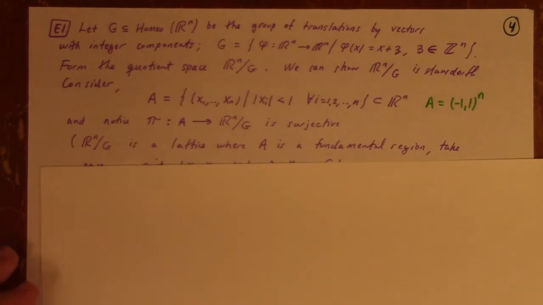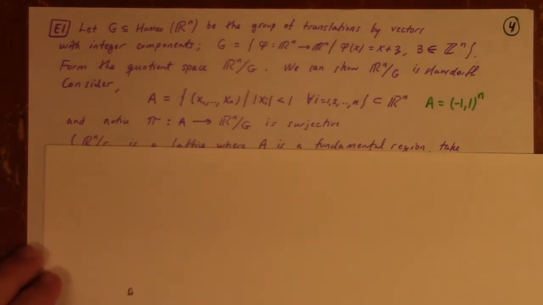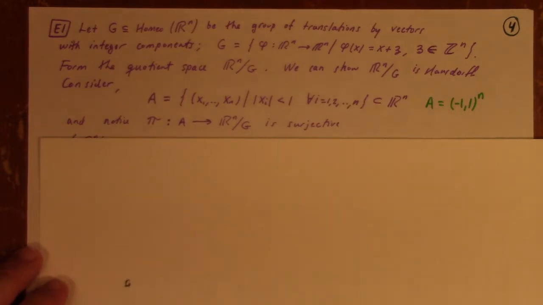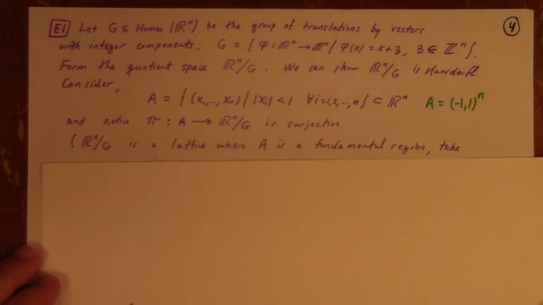Anyway, notice, he says notice that pi from A to R^n by G is surjective, right? I think that's fairly clear because you can definitely take any point in R^n and divide off the integer parts and just leave the decimal expansions of the points, and every decimal expansion is going to have a magnitude of at most 1, which means it fits in A. So I think you could say that R^n by G is a lattice where A is a fundamental region.